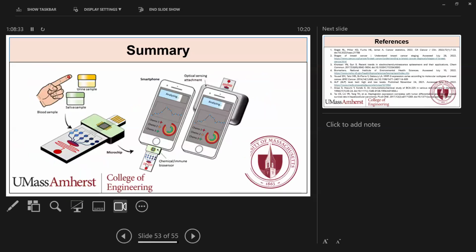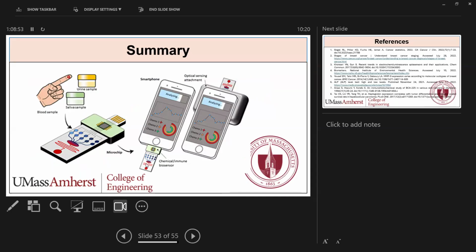Finally, this is kind of a futuristic view. I have pulled this image from an article. I thought it is more relevant to the study which we are focusing on. It should be a point of care device, and it rules out the cost effectiveness and invasiveness, so we don't have to worry.